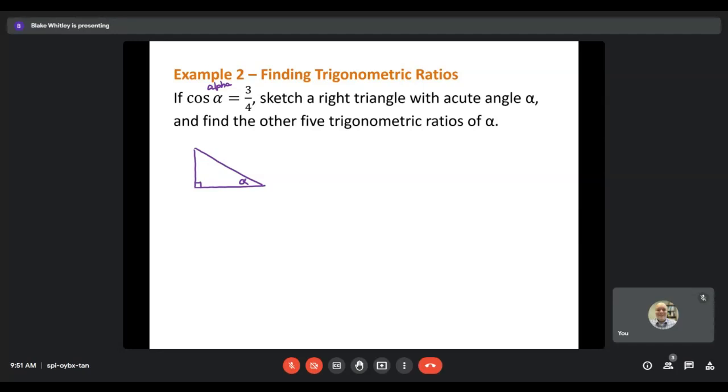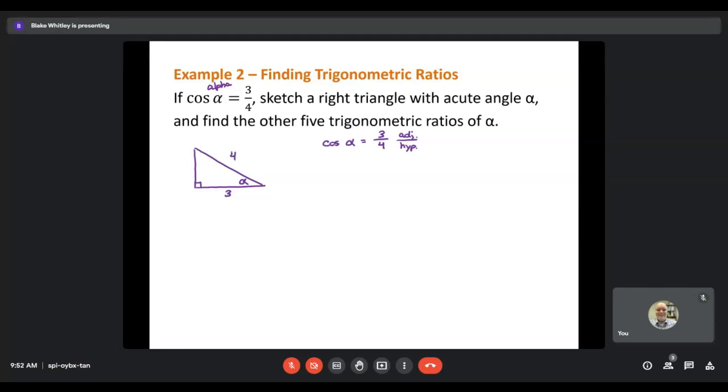Okay, now, what we're given this time is the cosine. And if you recall, cosine should give us the adjacent side over the hypotenuse. So I know cosine of alpha is equal to 3 over 4. So 3 should be my adjacent, and 4 should be my hypotenuse. So now the adjacent side should be that side along the bottom that's adjacent to alpha, so that's going to be 3. My hypotenuse is the longest side across from the right angle, that should be 4.